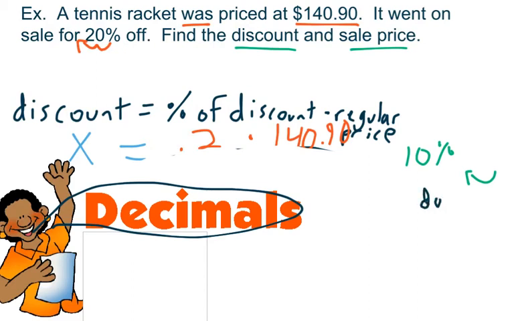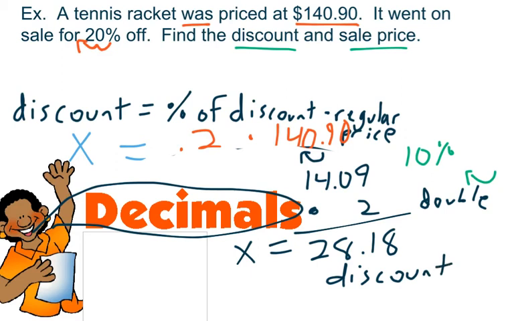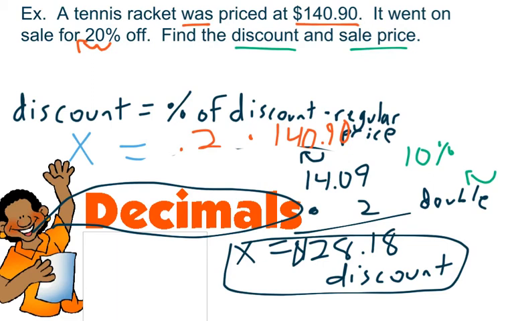So let's do that. So 140.90 becomes, 1 to the left, 14.09. And then if we double 14.09, it becomes 28.18. There we go. So it's $28.18 is our discount. In other words, that's how much the price dropped. So that answers our first question. Find the discount.